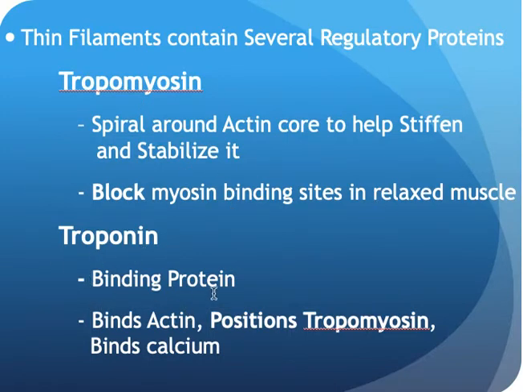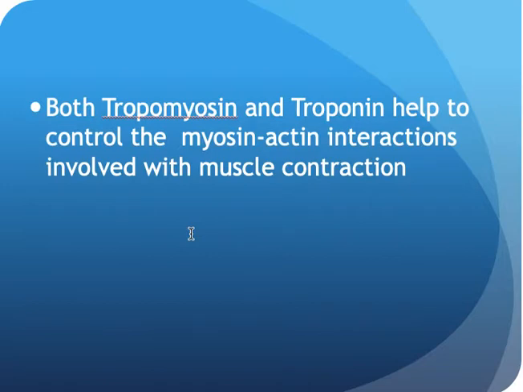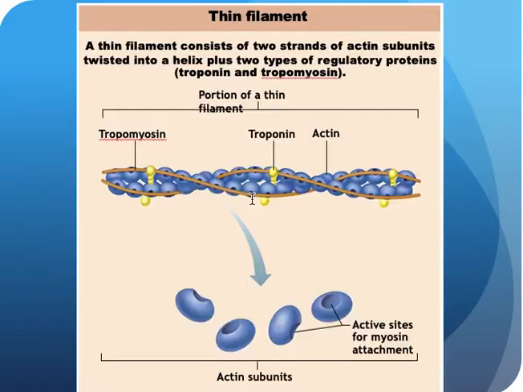Now troponin is a binding protein, and it's going to bind actin, position this tropomyosin, and bind calcium. These two things help keep these sites blocked until I want these muscles to contract. So both tropomyosin and troponin help to control the myosin-actin interactions involved in muscular contraction, and it all comes down to nerve stimulation. When I get this nerve stimulation, I'm going to unblock these sites, and I'm going to be able to form these cross bridges.